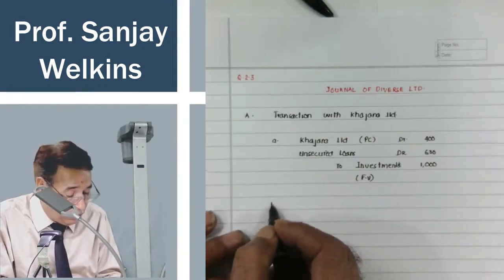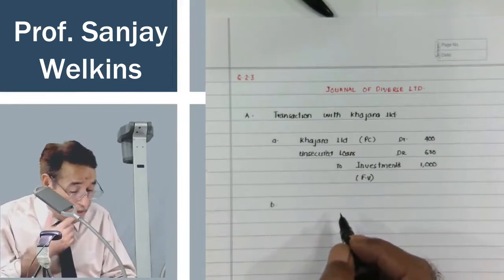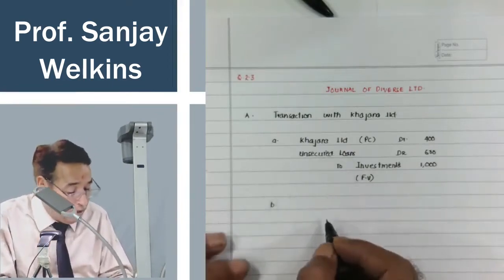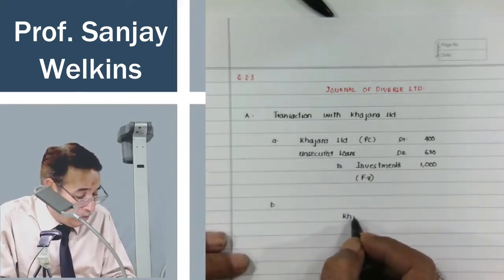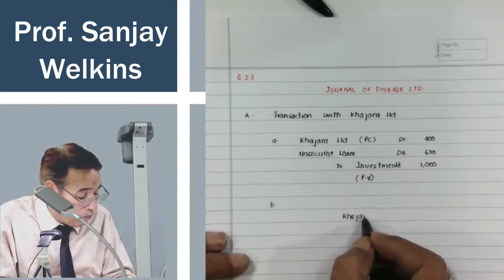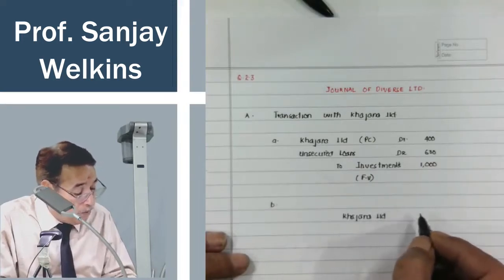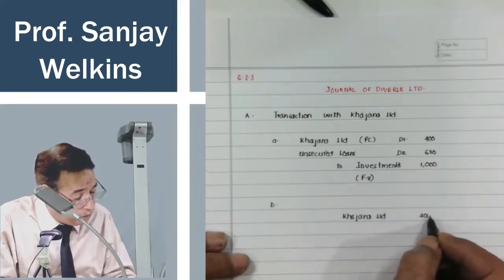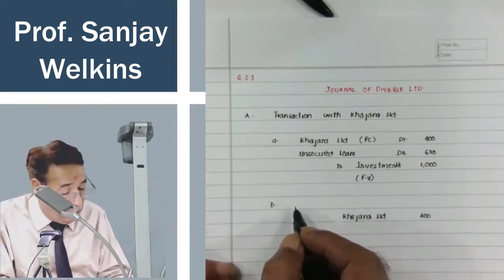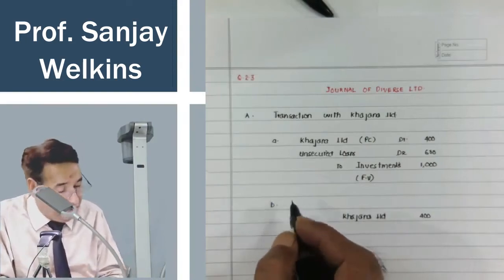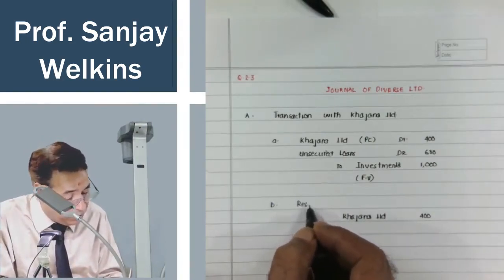Now the next one is with respect to consideration. As far as consideration is concerned, we are supposed to receive from Khajana Limited. So here I am going to write Khajana Limited 400. But the problem is this, I am not going to receive, my members are going to receive. So I told you here it is better to write reserves and surplus.